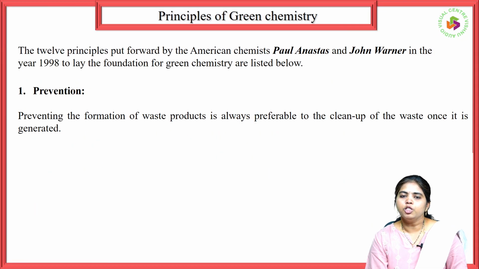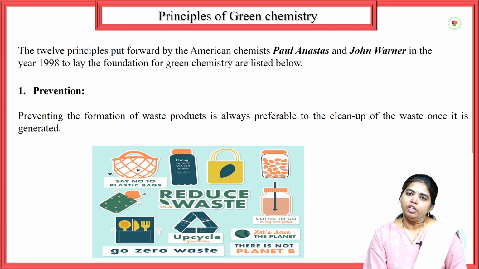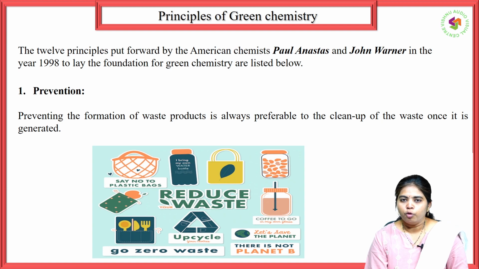Coming to the principles of green chemistry, we have 12 principles. These were put forward by the American chemists Paul Anastas and John Warner in the year 1998. This laid a foundation for green chemistry. Now we will move on to the principles of green chemistry. Our first principle is prevention. Prevention is the foremost thing that we need to apply in our daily life.